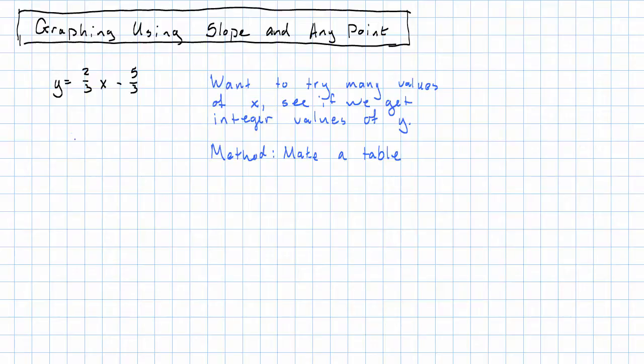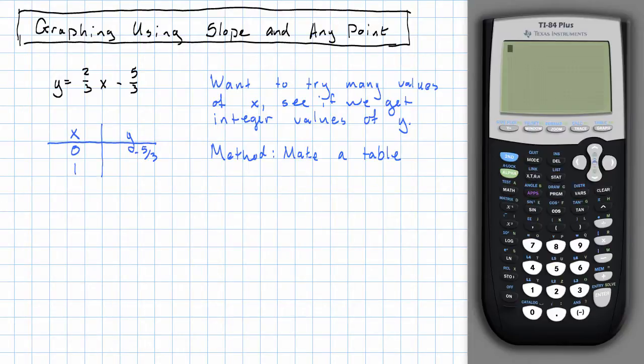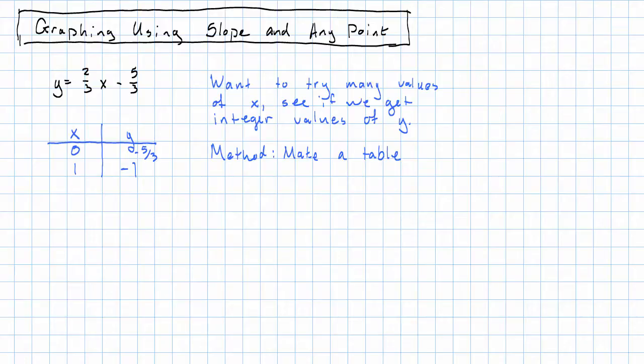So, I'm going to have some x's and find the corresponding y's. I happen to like positive numbers, so I'm going to choose positive values of x. When x is 0, of course, y is negative 5/3. When x is 1, I'll have 2/3 minus 5/3. Oh, hey, that's nice already. We have y is negative 1. The point (1, -1) is on our graph.